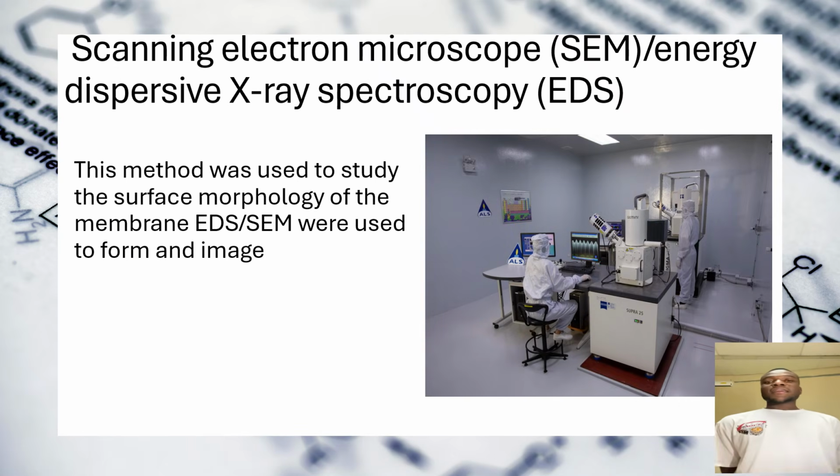The next method is scanning electron microscope. Now, this method was used to study the surface morphology of the membrane. How this was done was that the membrane was placed in a sample holder and coated with a thin carbon film and then analyzed with a Tescan electron microscope.